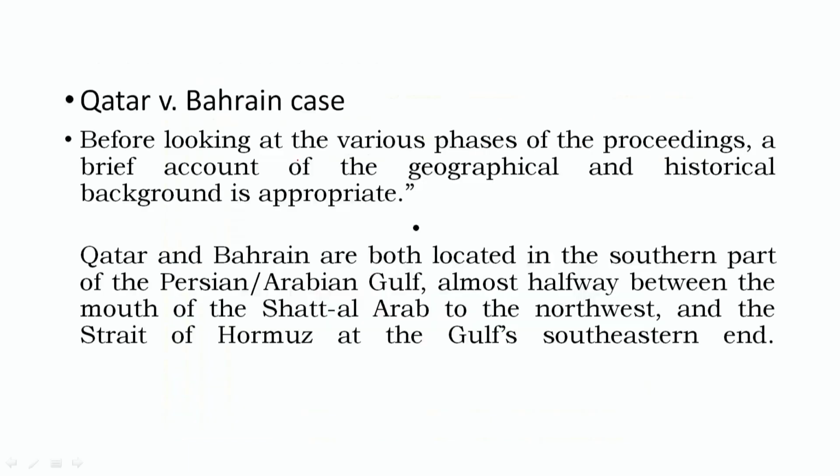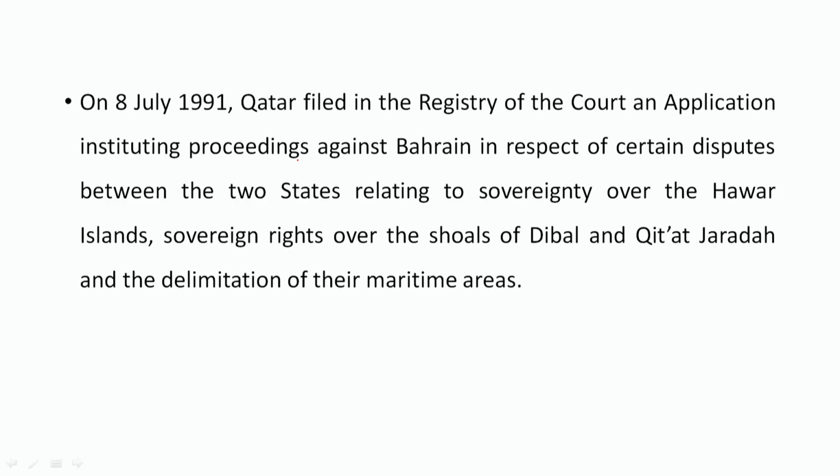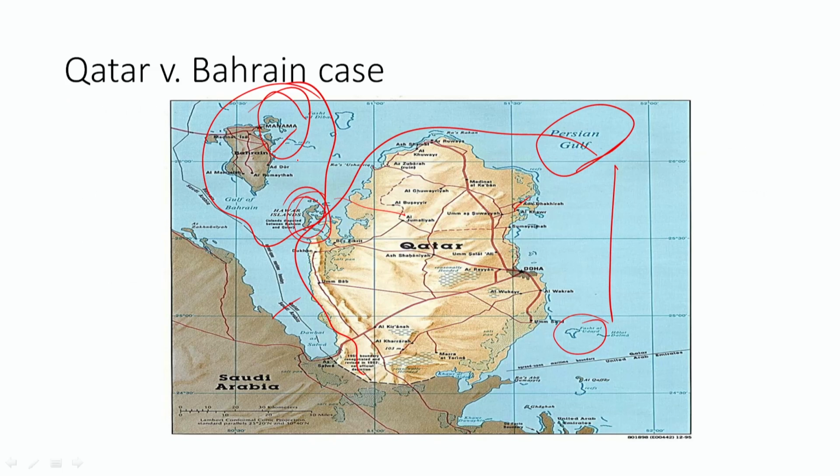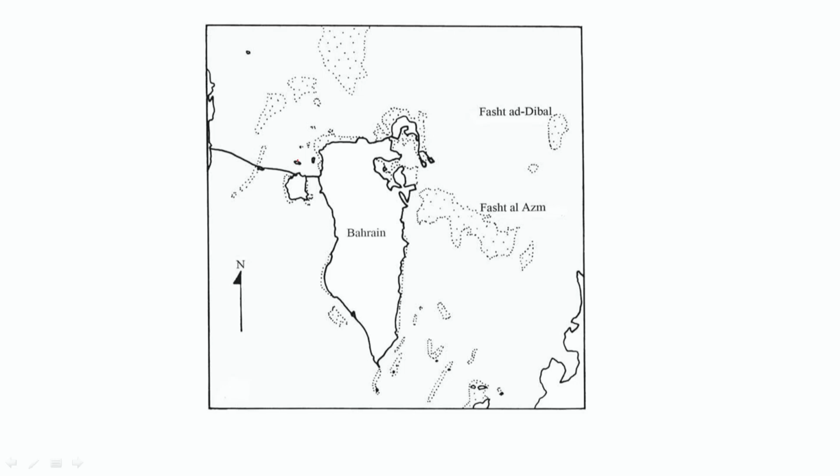This is the first contention. Next is sovereign rights over the shoals of Diblal and Qatar-Zubarah and the delimitation of their maritime areas. Now, what do we mean by shoals of Diblal? Let's see. I need to see it on a different map I take here. Now, this is Fasht al-Diblal. This is one area, and this is a shoal because the markings are not on a simple straight line, but they are broken lines.